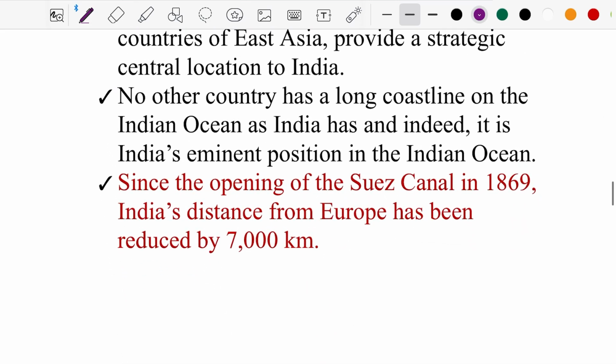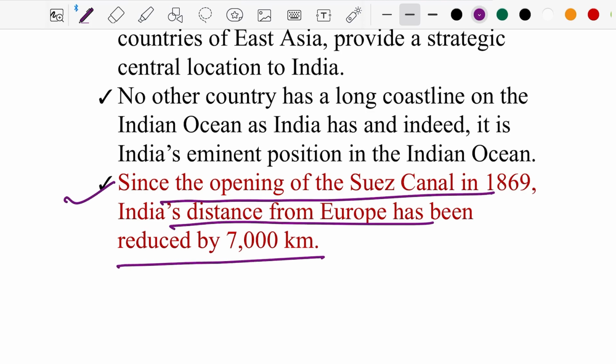Okay, next we'll talk about this. We got this information through NCERT, and it is very essential. Sometimes in the exam it is asked: if you talk about the Suez Canal, where is it located? It is located in the country of Egypt.